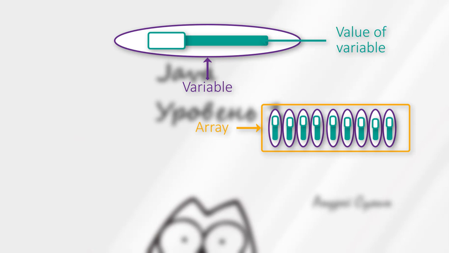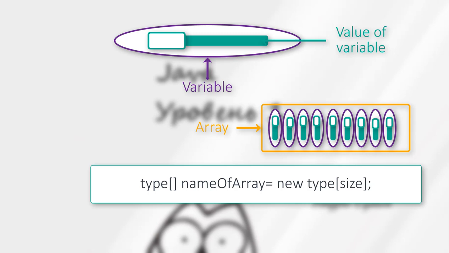In order to create an array, the following construction is used. First, write the type, then square brackets, then a space character, the name of the array, an assign symbol, new, the data type again, square brackets, and within them, the array size.